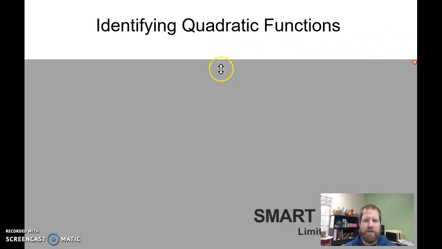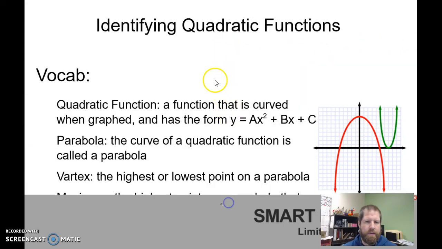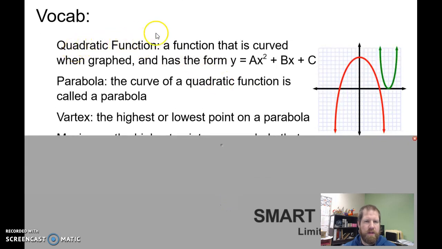Identifying quadratic functions. Alright, so a quadratic function is one that is curved when graphed, so it'll look like one of these, and it has the form y equals ax squared plus bx plus c, where a, b, and c are values, they're numbers, and y and x are your variables. Okay? This curve that a quadratic function creates or represents is called a parabola.